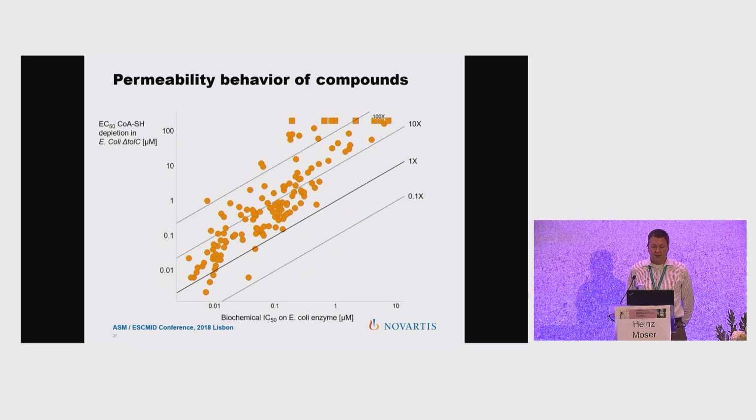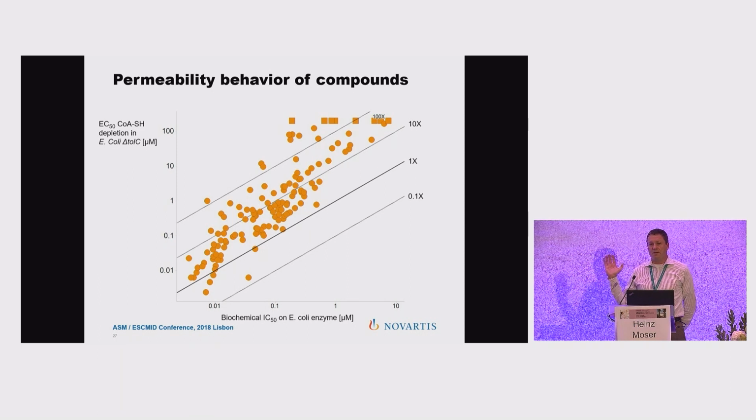So then finally, permeability. This one is the biochemical IC50 on the x-axis versus the enzyme inhibition within the cell in the delta tolC strain. What that tells you is that for those series of scaffolds, permeability was not the issue. Two-thirds of the compounds we made, statistically very significant, shift 10-fold or less. So permeability, at least in this case, was not the issue.